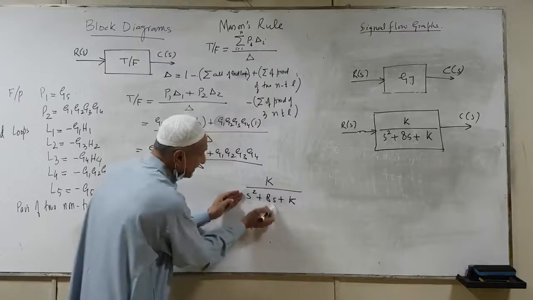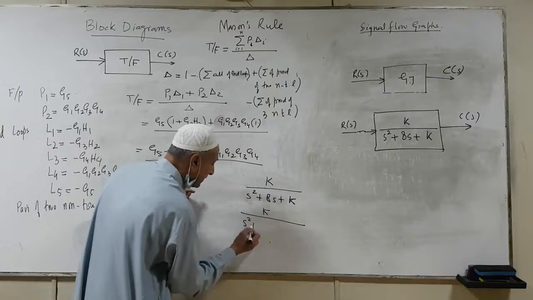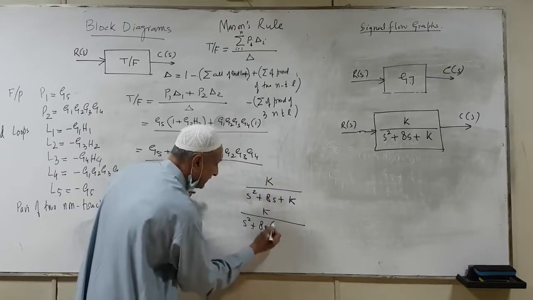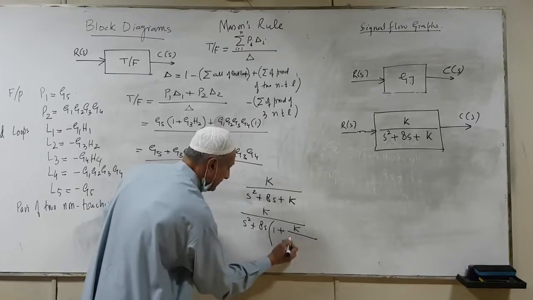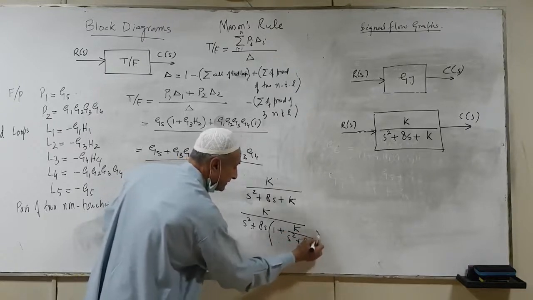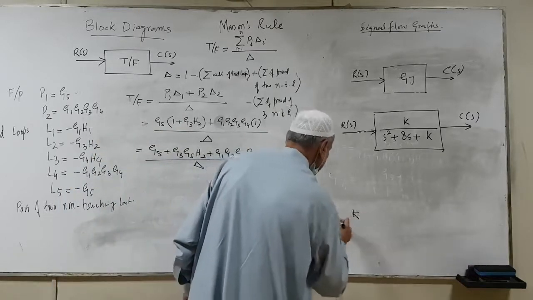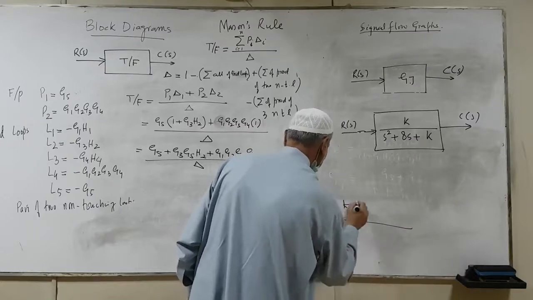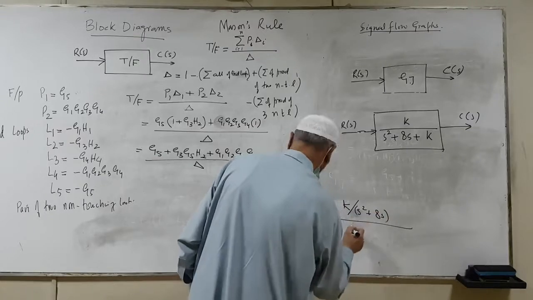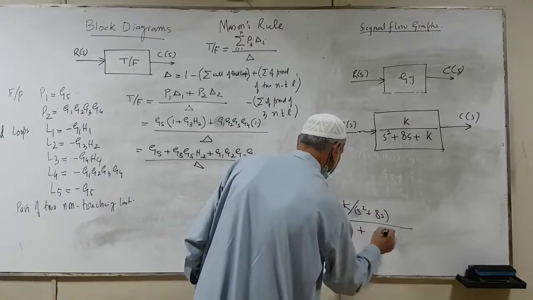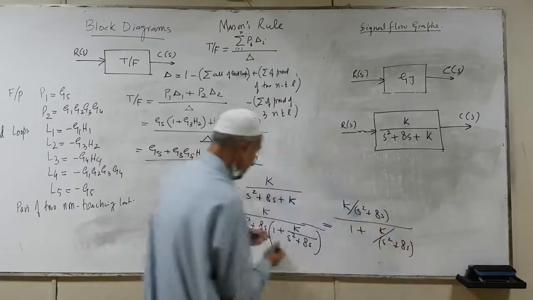Now take the first two terms common. So if we take the first two terms common, you will get something like this: 1 plus K divided by s squared plus 8s. Or I can write that as K divided by s squared plus 8s, over 1 plus K divided by s squared plus 8s. I can write it like this.